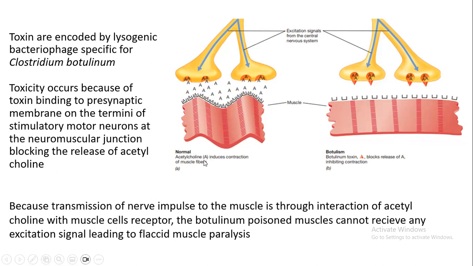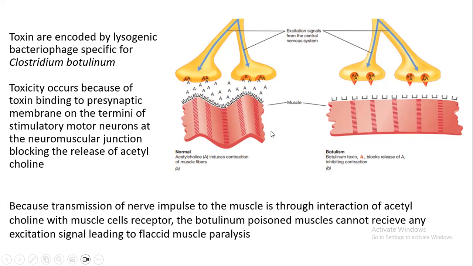During the normal process at the presynaptic membrane, there is an excitation signal that is received by the motor neurons from the central nervous system, and that leads to release of the acetylcholine molecule. The acetylcholine released by the nerve cells will bind on the surface of the muscle cells. There are receptors for acetylcholine on the muscle cells, and that will lead to muscle contraction.